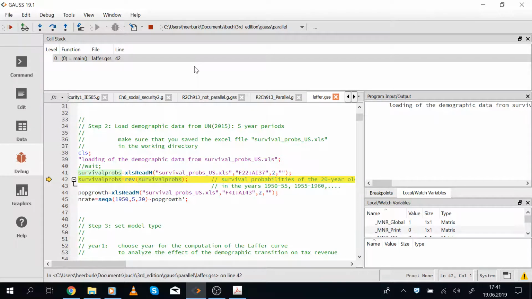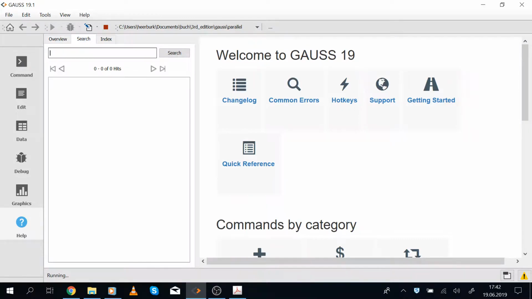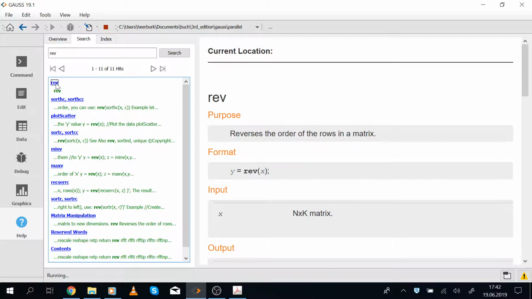If you do not know a specific command, just use the help function. You can use this also in the debug mode, so just press the help menu on the top, go to help. And if you want to look up a specific command, the syntax for example, just type ref, and it tells you that ref reverses the order of the rows in a matrix. So this is what we do in our case.